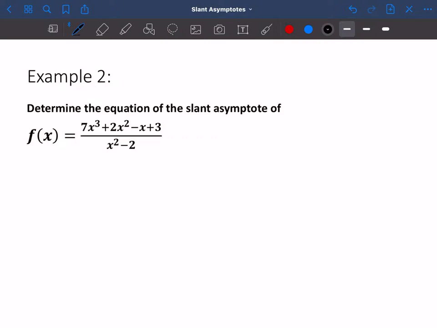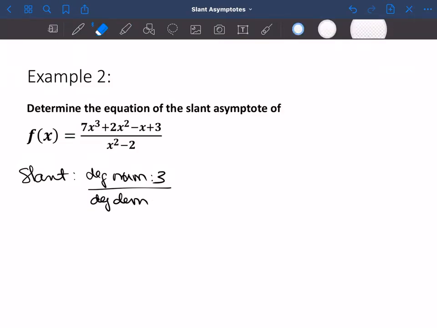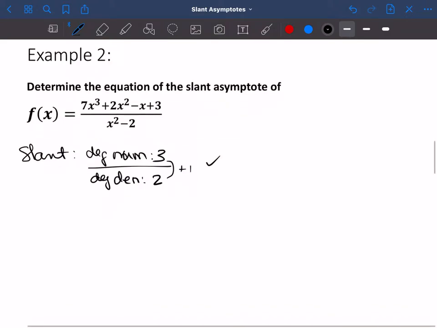All right, so we've got our, let's confirm that we have a slant asymptote. We look at the degree of our numerator. So the degree of the numerator is 3. The degree of our denominator, I cannot spell today, is 2. Since we have a difference of 1 here, we know we have a slant, so we're good on that end.